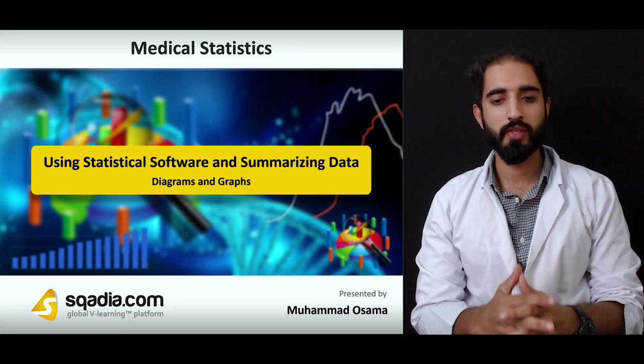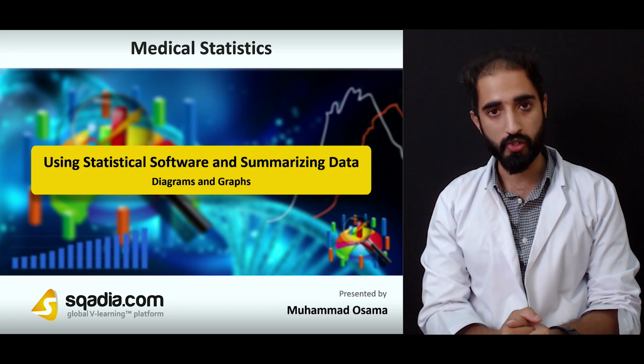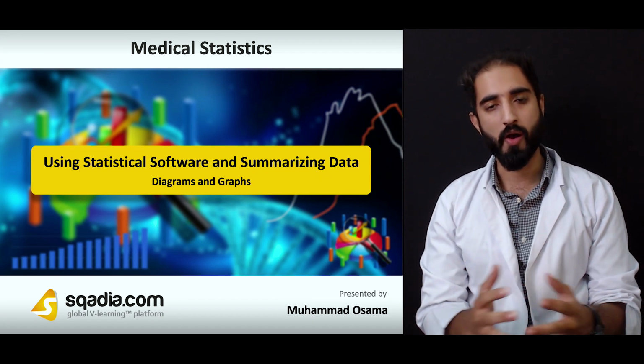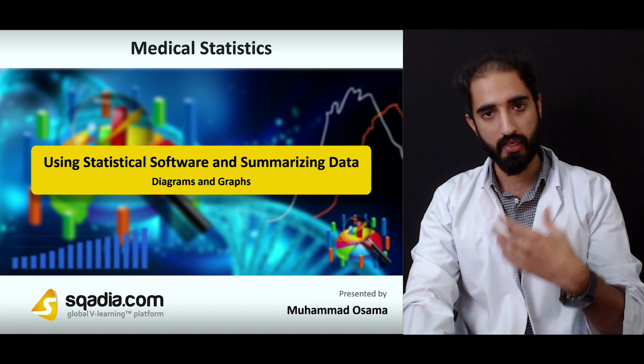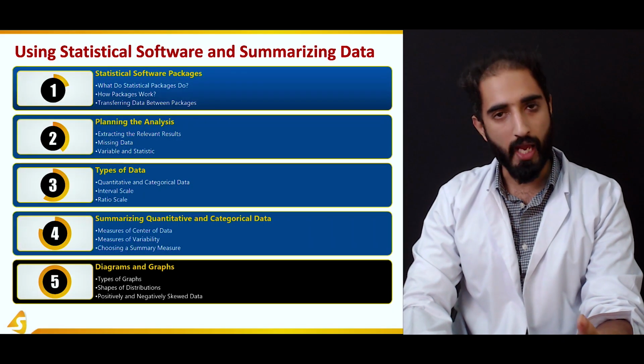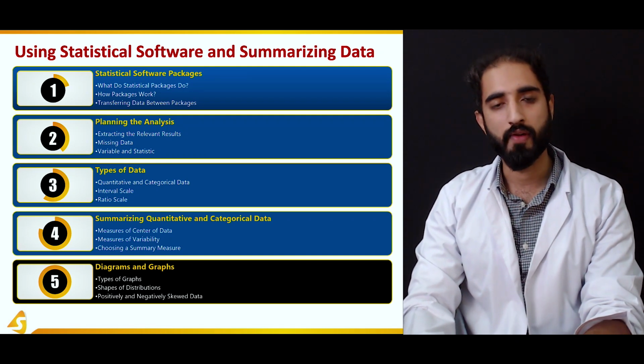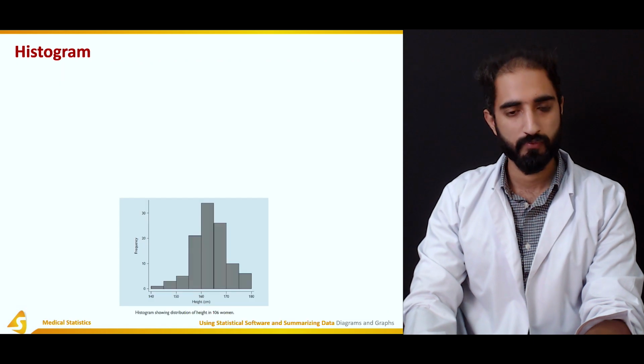So we are talking about using statistical software and summarizing data, and this specific section, which is the last section of this lecture, is going to be about diagrams and graphs in medical statistics and research, in which we're going to talk about types of figures and graphs and shapes of distribution and positively and negatively skewed data.